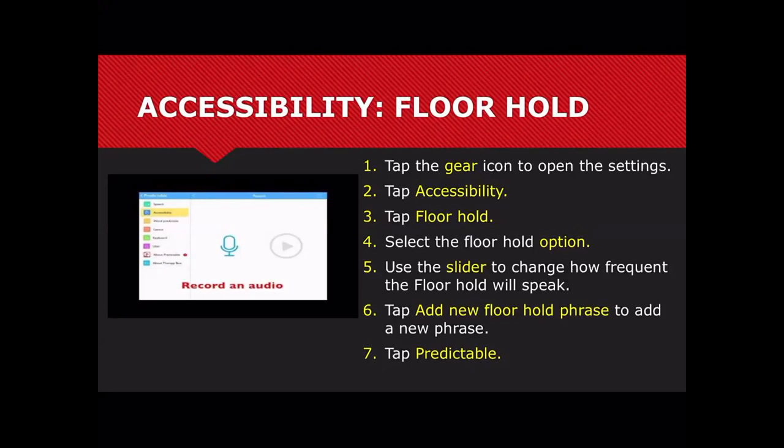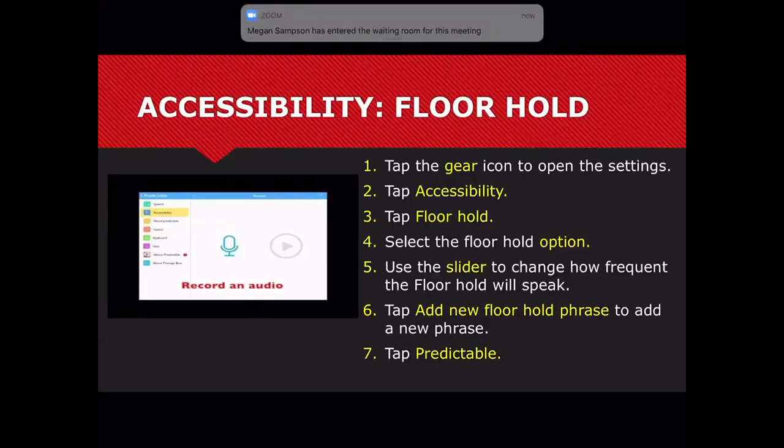If you want to add a new phrase for the floor hold to speak, you can tap on add new floor hold phrase to add the phrase. And then tap on the floor hold phrases to select which one will speak, and a check mark will appear. Once you've done that, you click on predictable.